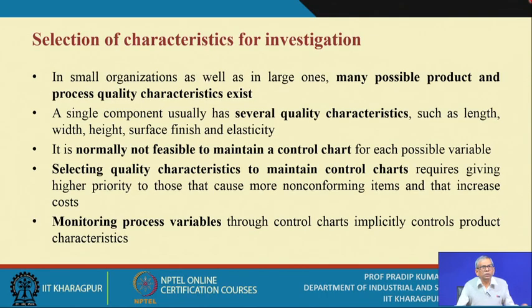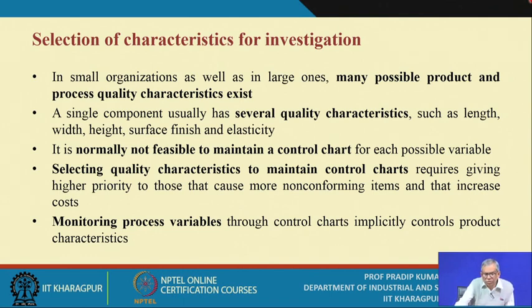Now, what do you try to do? That means selection of the characteristics for investigation. This is very, very important. In small organizations as well as in large ones, many possible product and process quality characteristics exist. A single component usually has several quality characteristics such as length, width, height, surface finish, and elasticity. I am just citing some examples.